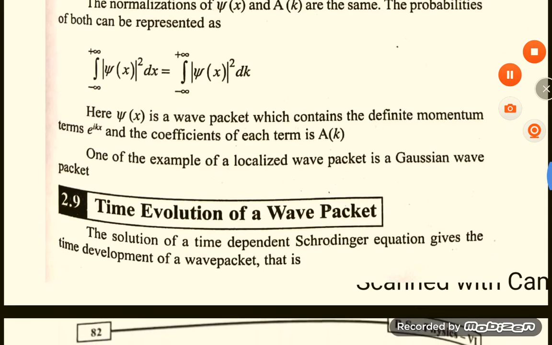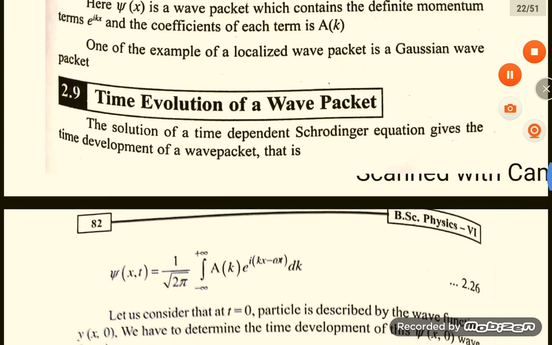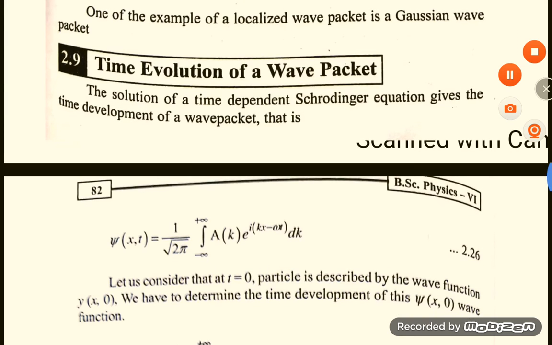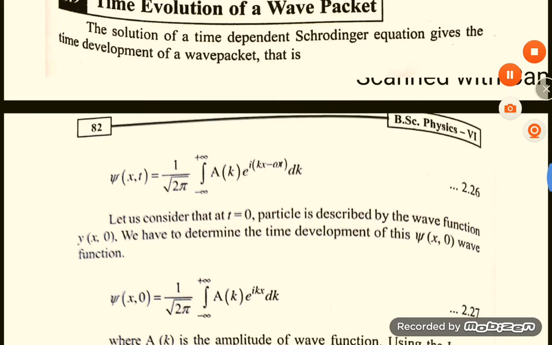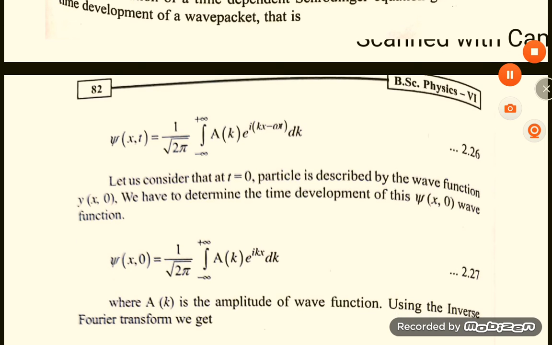Now we will discuss the time evolution of a wave packet. Is there any chance for the wave packet to change? Now we are going to see that. The solution of the time dependent Schrodinger equation gives the time development of the wave packet. So how the wave packet develops, we are going to see. psi(x,t) is equal to 1 by root 2 pi integral from minus infinity to plus infinity of a(k) e^(i(kx − ωt)) dk.